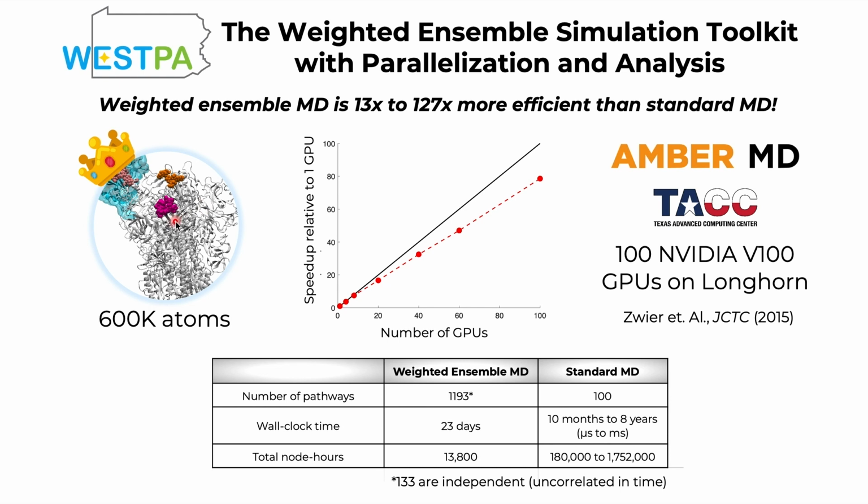And our simulation is a crowning achievement, generating an ensemble of pathways for a long timescale process with a large system of 600,000 atoms. Our weighted ensemble MD generated more than 1,000 pathways in 23 days. Assuming that the timescale for spike opening is somewhere in the range of microseconds to milliseconds, standard MD simulations would require 10 months to 8 years to generate just 100 pathways. In other words, weighted ensemble MD is 13 times to 127 times more efficient than standard MD.